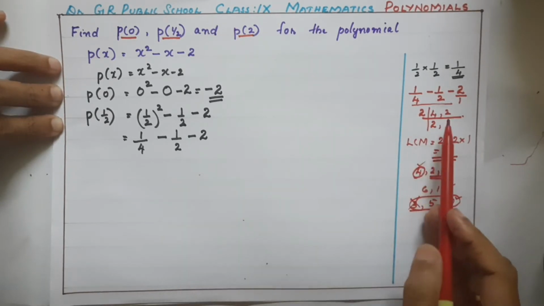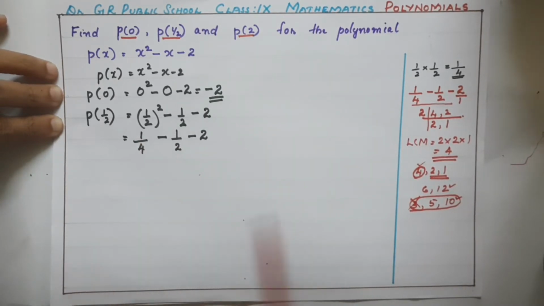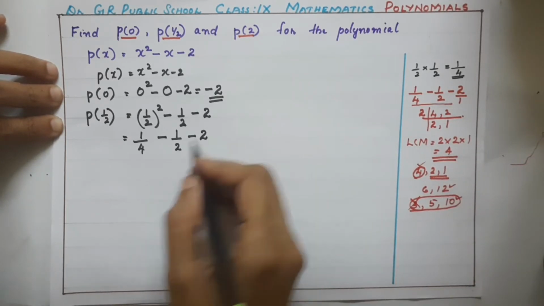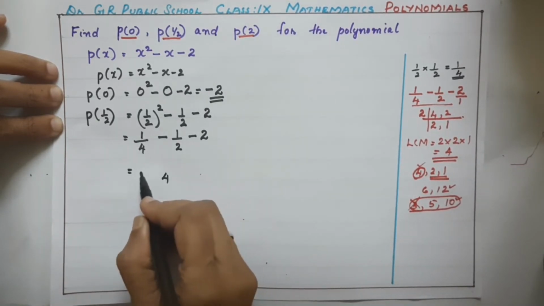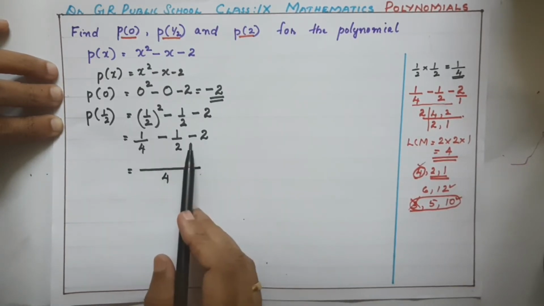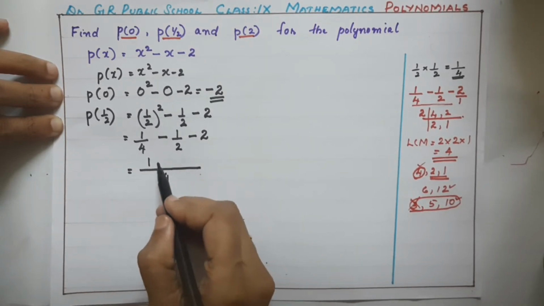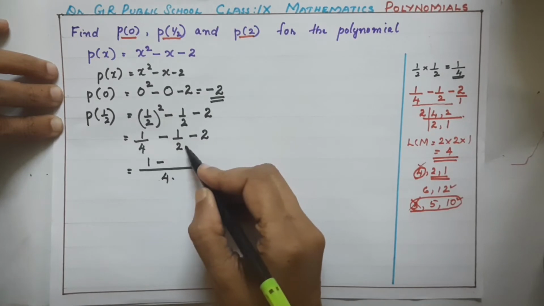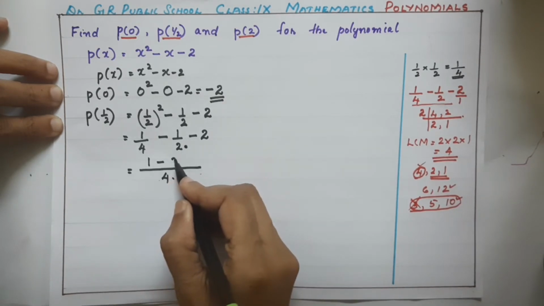Now here what is our question? We have to simplify 1 by 4 minus 1 by 2 minus 2. So we got the LCM as 4, isn't it? Now we will write that 4 as the common denominator. That LCM we have to take as the common denominator. And now how will you get the numerators? 4 divided by 4, 1. That 1 into 1, 1. Then minus 4 divided by 2, 2. That 2 multiplied by 1, 2.